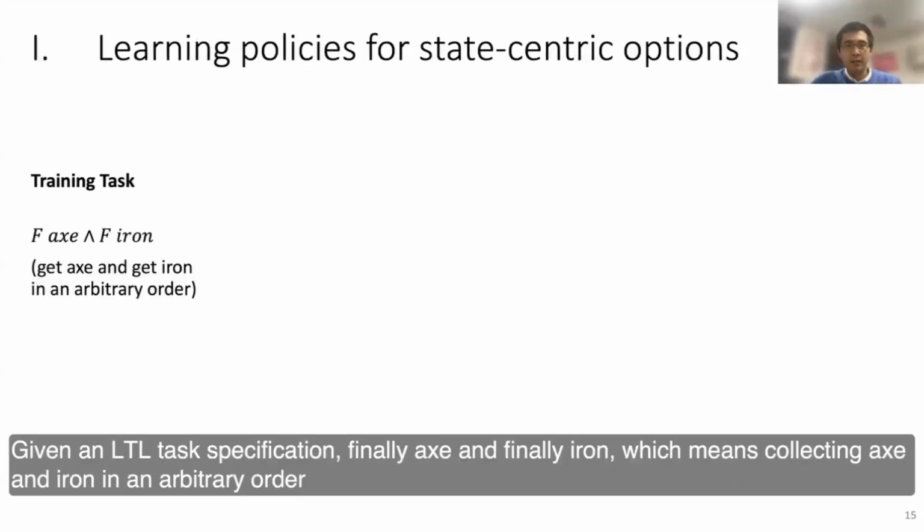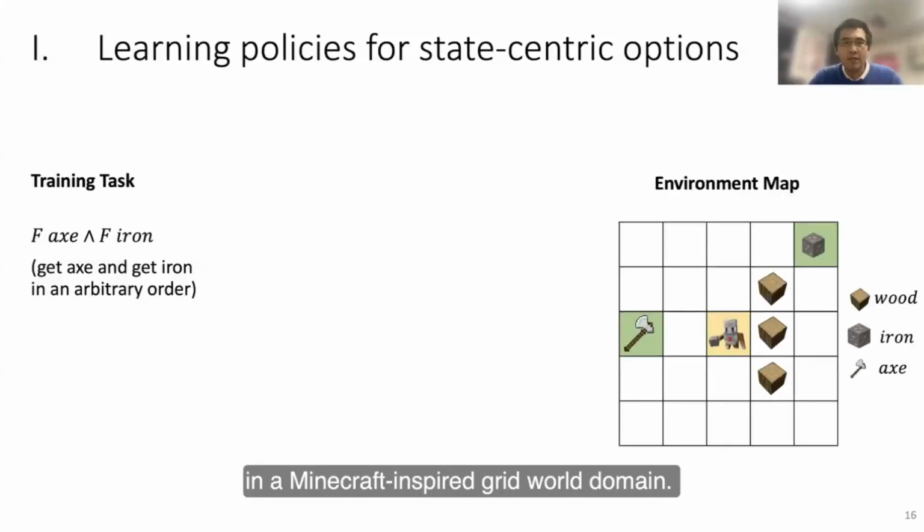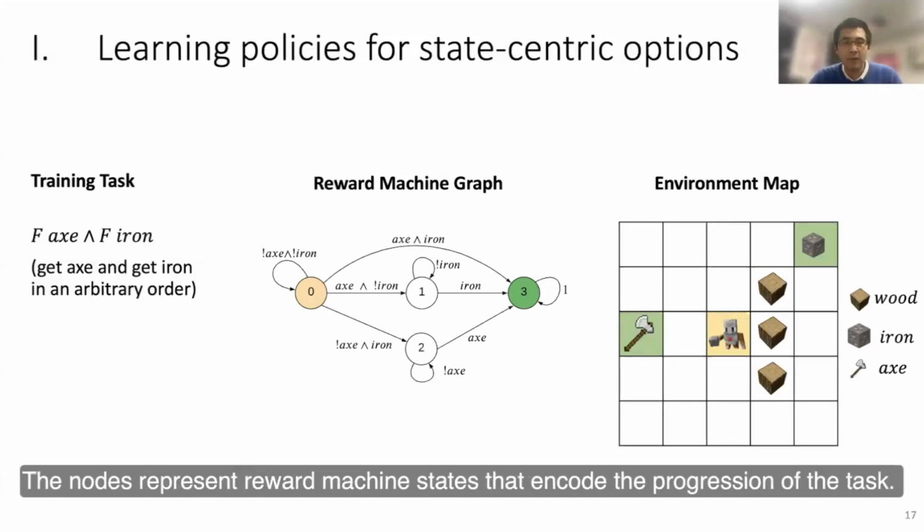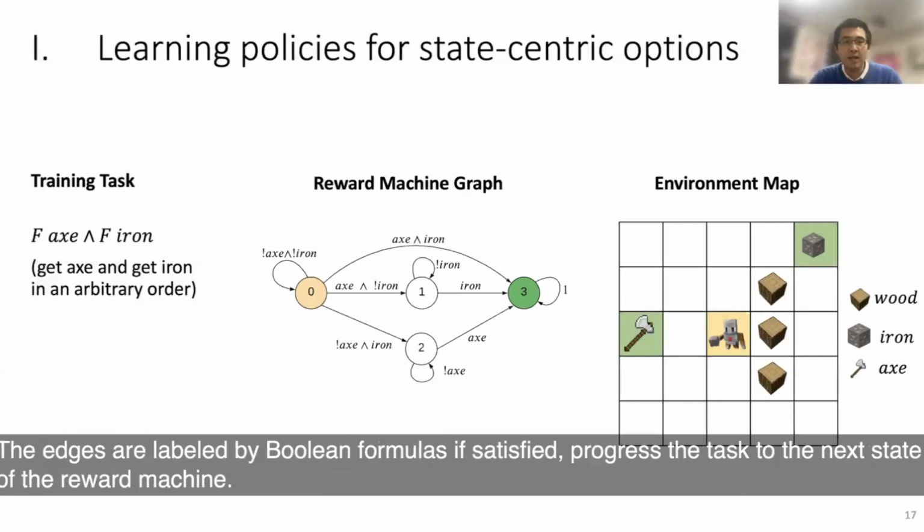Given an LTL task specification, finally X and finally iron, which means collecting X and iron in an arbitrary order, in a Minecraft-inspired grid world domain. We first translate the LTL task specification to a reward machine, shown here as a graph. The nodes represent reward machine states that encode the progression of the task. The edges are labeled by Boolean formulas. If satisfied, they progress the task to the next state of the reward machine.